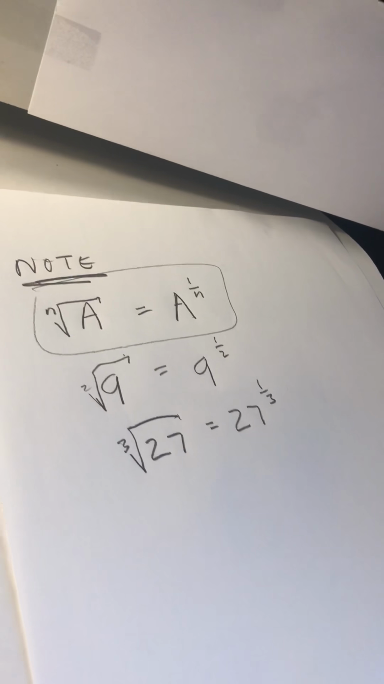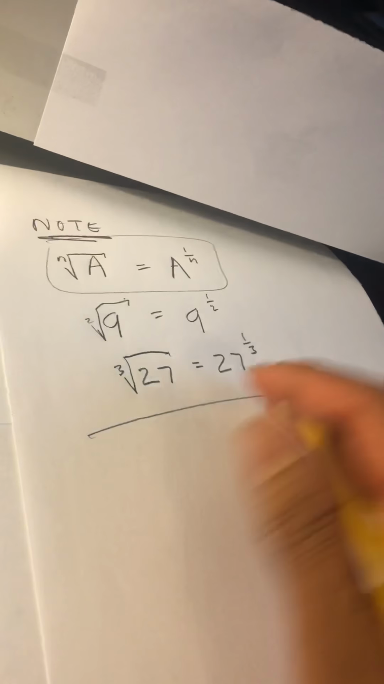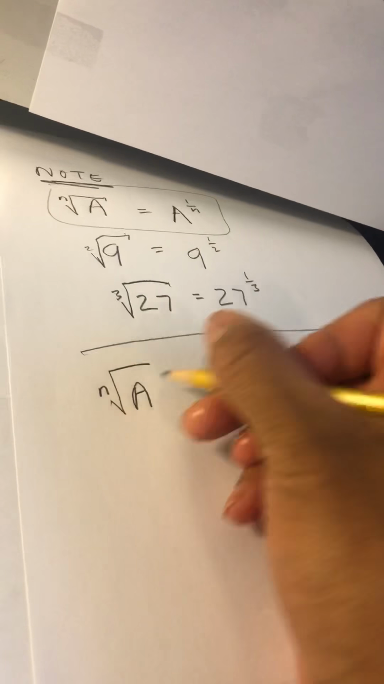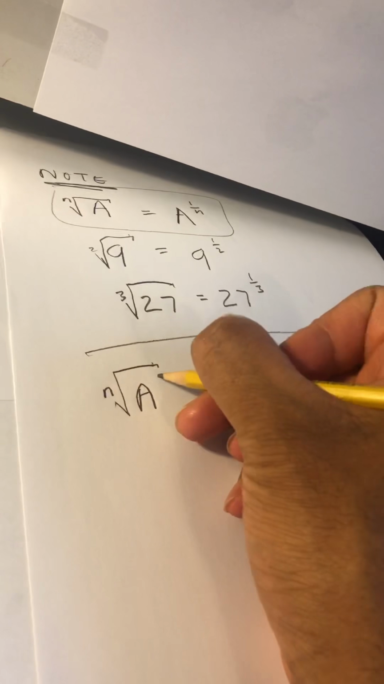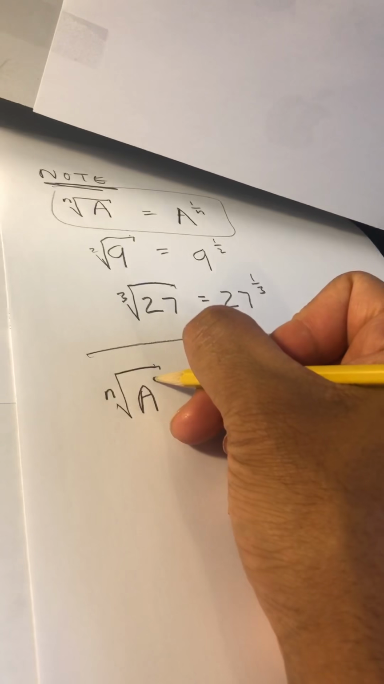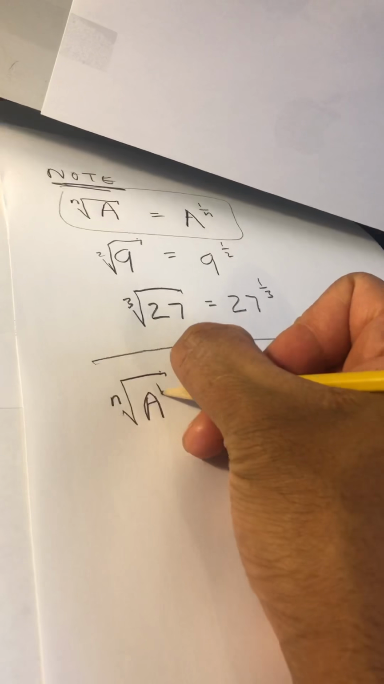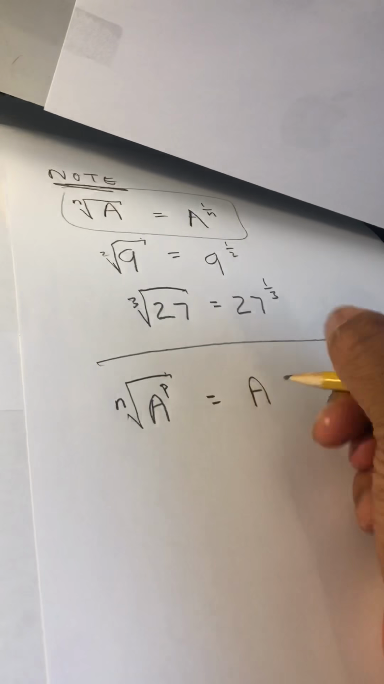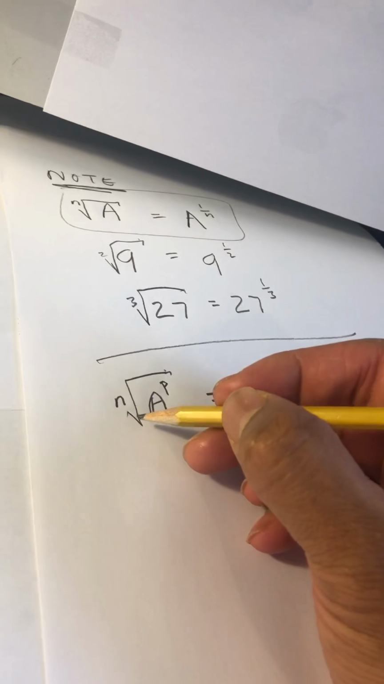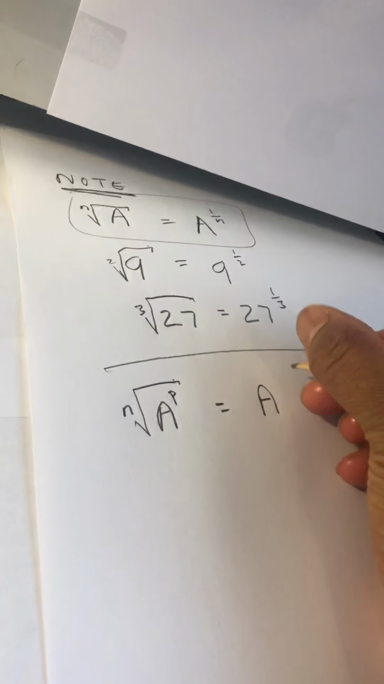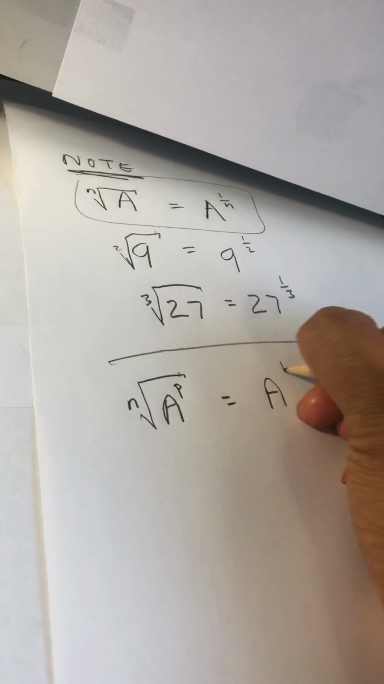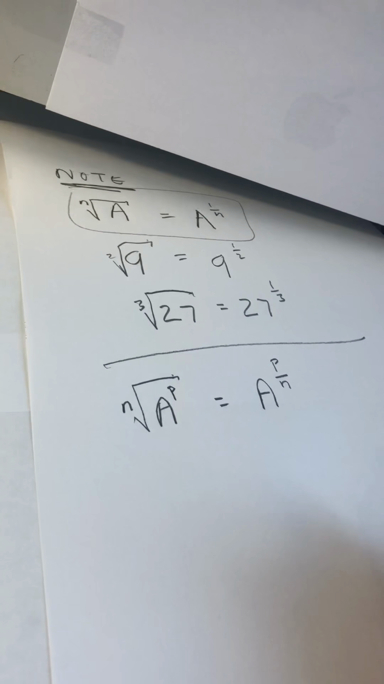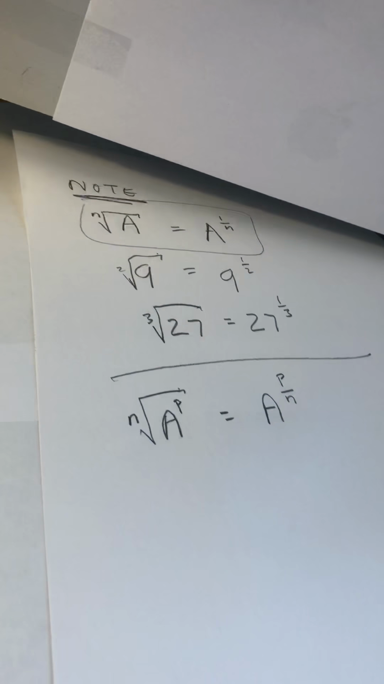Make a note of that. Another rule to note: if I had a to the p instead of a, in the case where it's defined, the nth root of a to the p is just going to be a to the p over n.